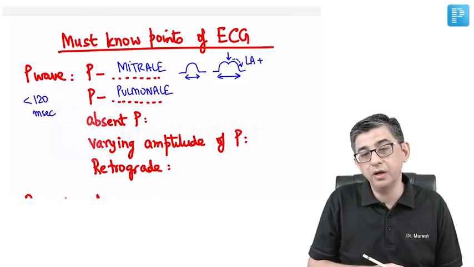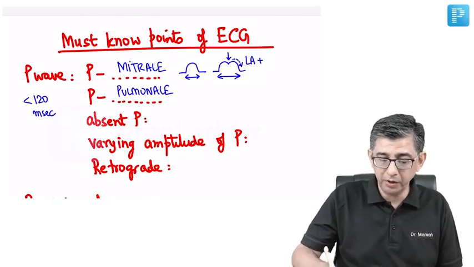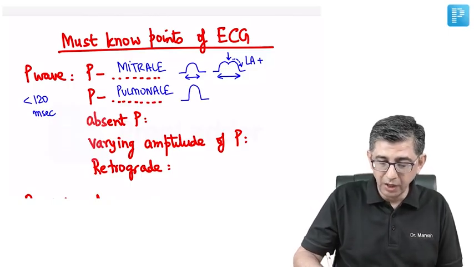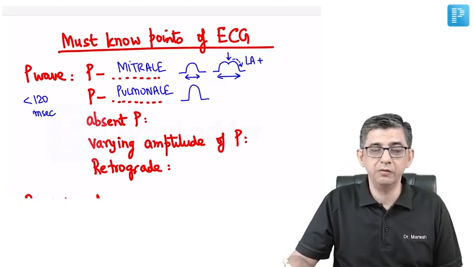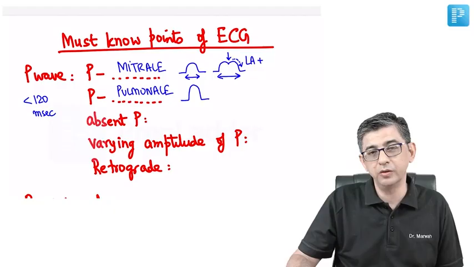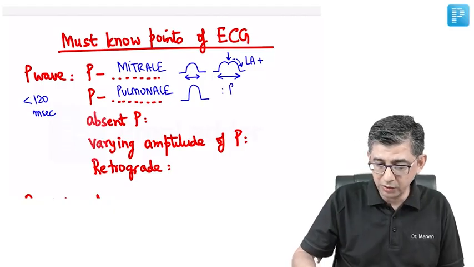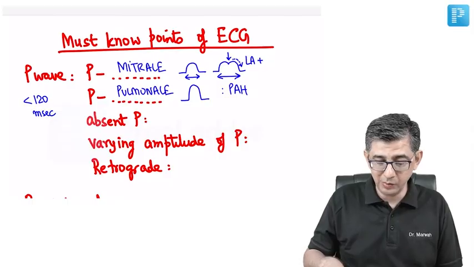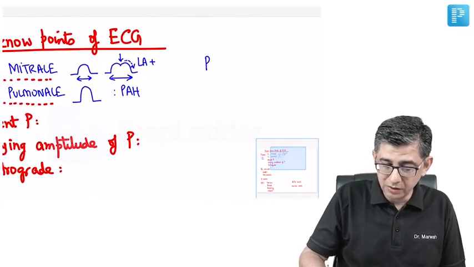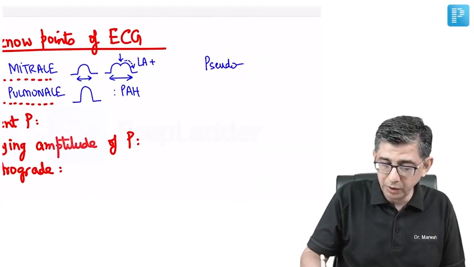P pulmonale would mean that now there would be an increase in the vertical height of the P wave, and this would be more than 2.5 millimeters when evaluating in the limb leads of the patient. One of the important causes of this would be pulmonary artery hypertension, as I said, and why I repeated that is because in the exam they asked regarding what is pseudo P pulmonale.